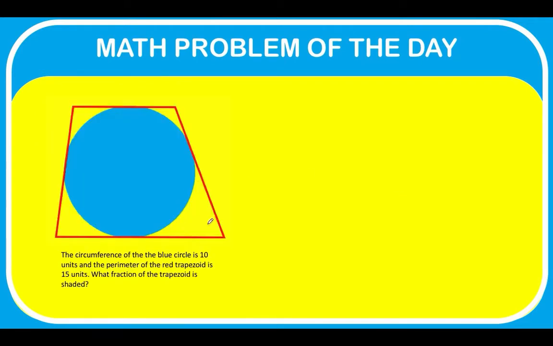So we can analyze the problem this way. Let's look at what is given. The circumference of the blue circle is 10 units. So C is equal to, the formula for circumference is 2 pi r, and this is equal to 10 units. It is also given that the perimeter of the trapezoid, P, is equal to 15. And the perimeter of the trapezoid is the sum of the 4 sides of this trapezoid. Let's recall that for a trapezoid, one pair of opposite sides are parallel, and the remaining pair are not parallel.